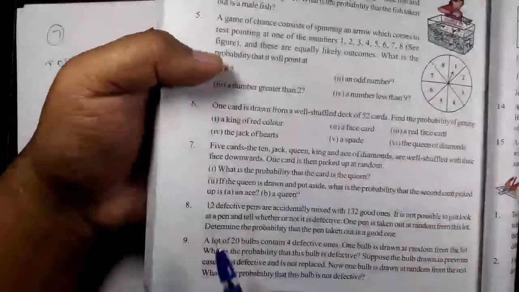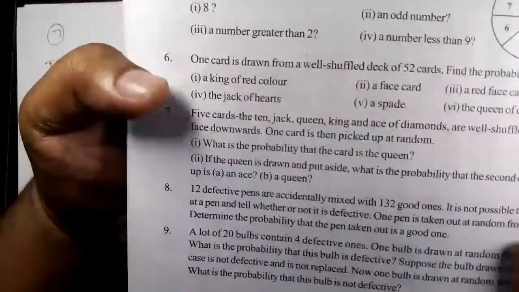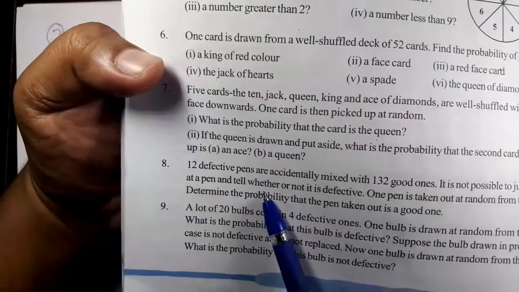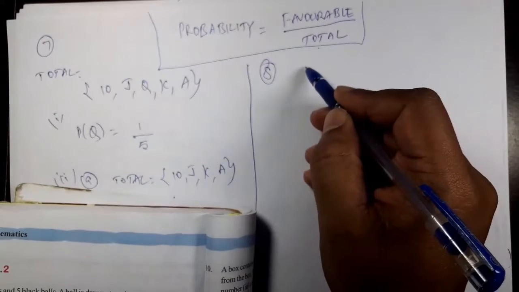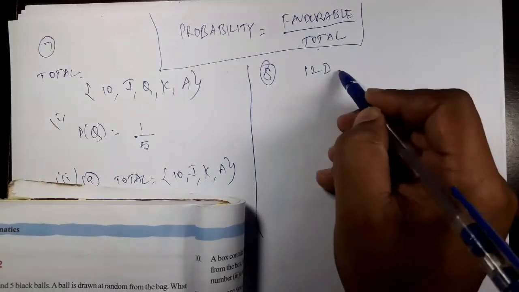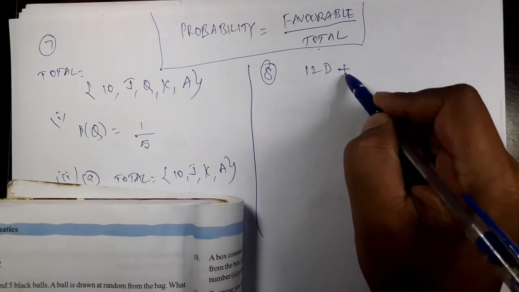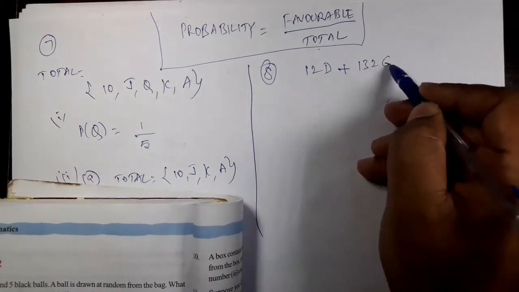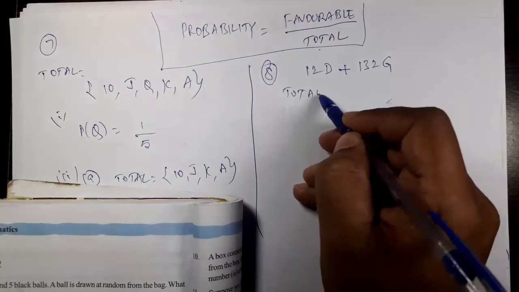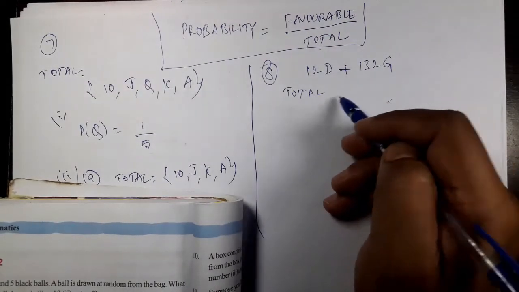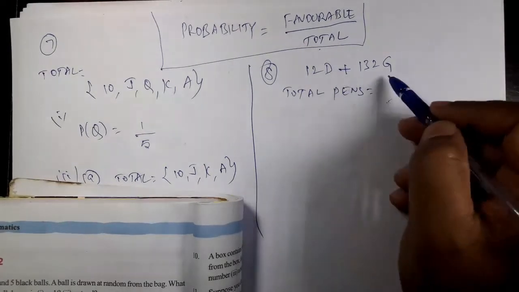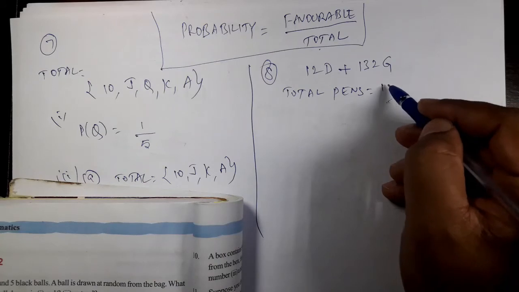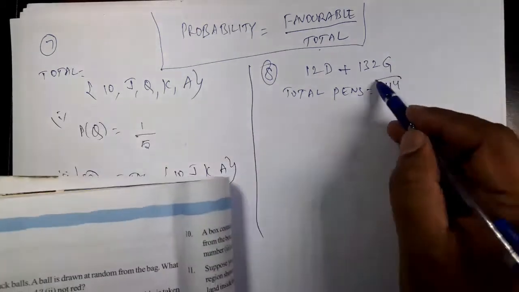Question number 8. 12 defective pens are accidentally mixed with 132 good ones. So 12 defective plus 132 good ones. Total how many pens are there? 12 plus 132, that is 144 pens in total.